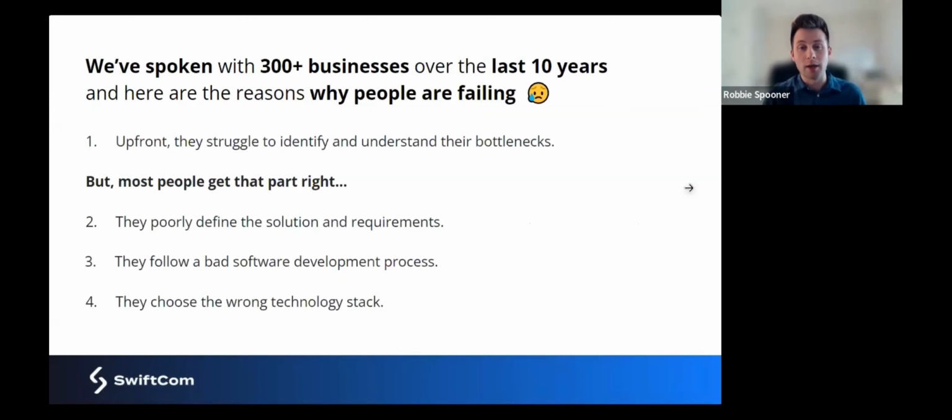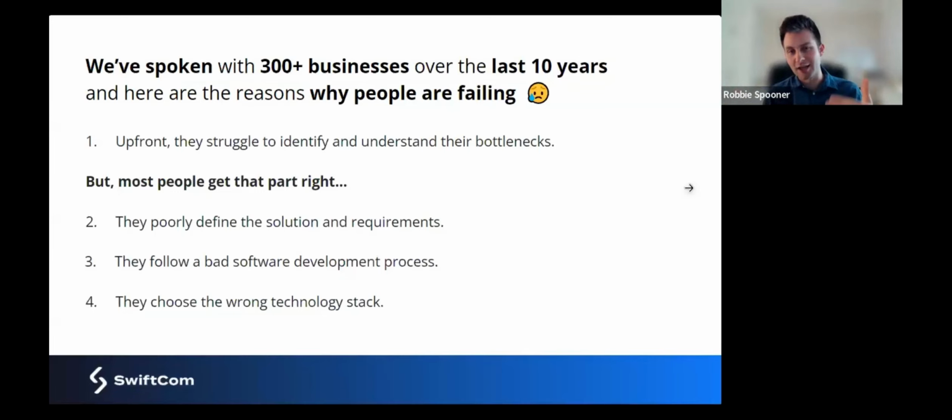And these are the reasons we've commonly seen people fail when they've come to us after having that first attempt. Upfront, it's that they've struggled to correctly identify, understand and evaluate the bottleneck and constraint. But most people tend to somewhat get that right. It's that pain, the thing causing an immense amount of stress. So they've got a general idea, and it tends to be when trying to solve it that the real problems and wastage of time and money come in.